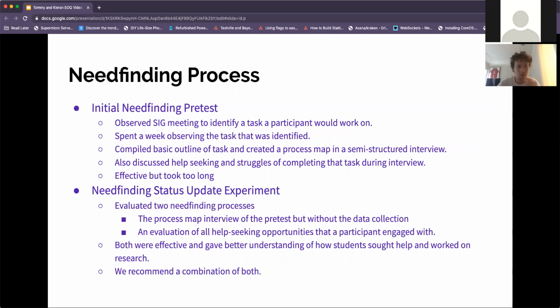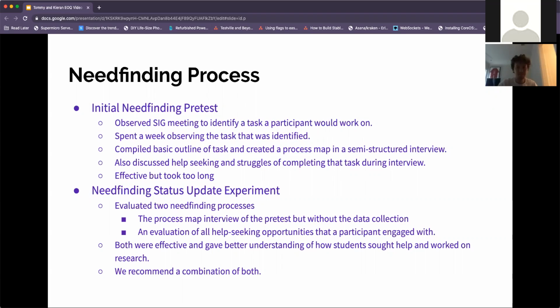Yeah, and so we started our need finding with a need finding pretest. We wanted to understand in depth how students were working in DTR, specifically the tools. And so we had a pretest where we observed a SIG meeting to identify a task that a specific participant student would work on during that week. And so we spent that week observing, through video recording, the task that was identified during the SIG meeting.